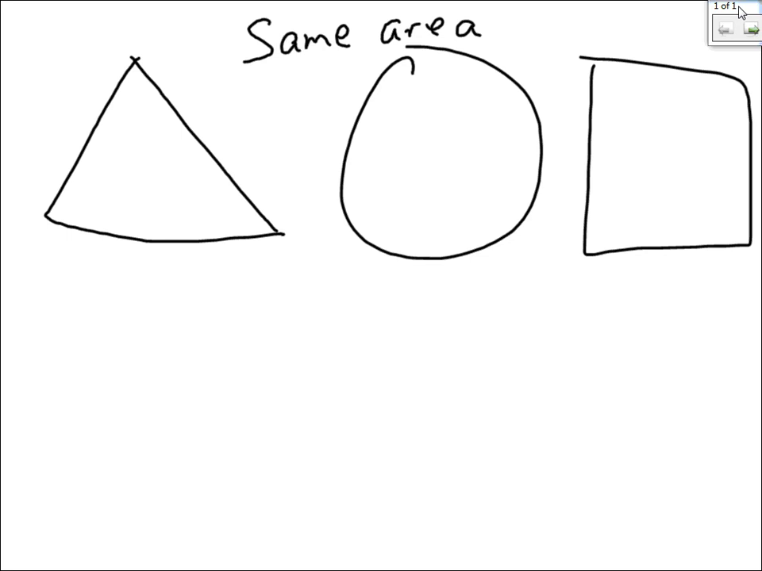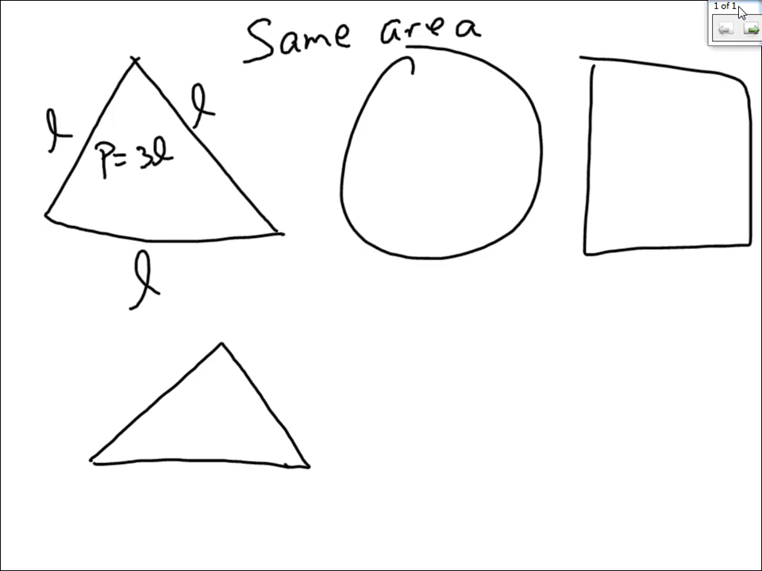Okay, so let's look at this. Since this is an equilateral triangle, all three sides are L, and the perimeter is obviously 3L. Now, let's look at this for a moment. Since it's equilateral, we know that this is 60 degrees, this is L. If I drop a right angle, this is going to be L over 2.